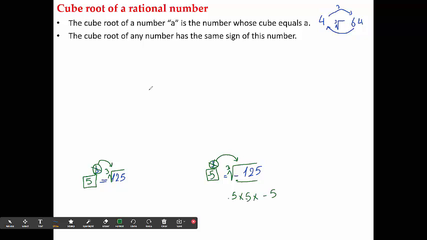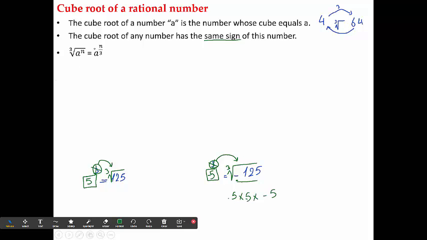So we can say that the cube root of any number has the same sign as this number. If we have a positive number, then the root will also be positive, and if we have a negative number, the root will also be negative.